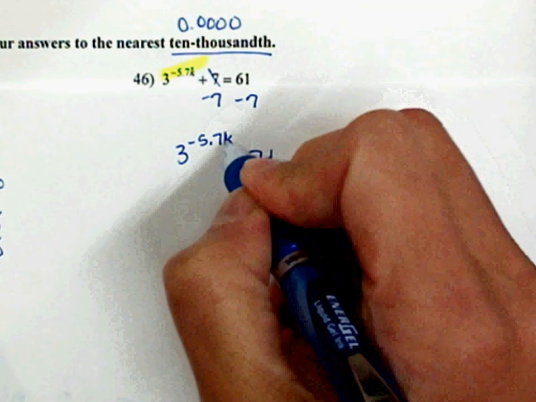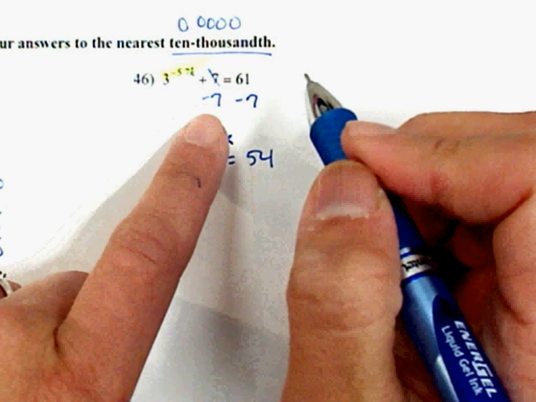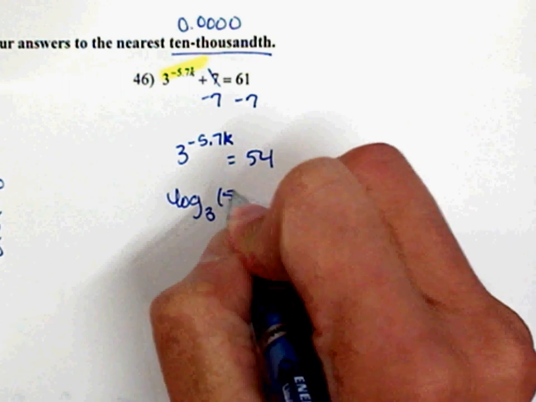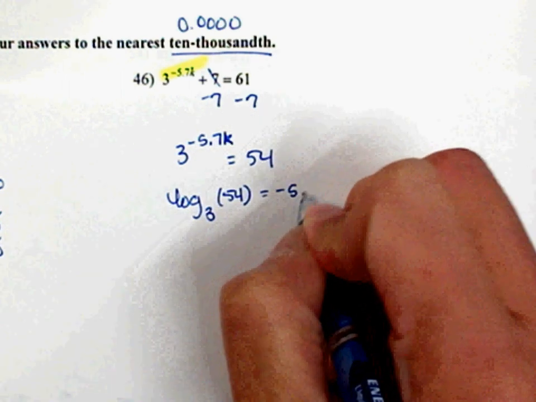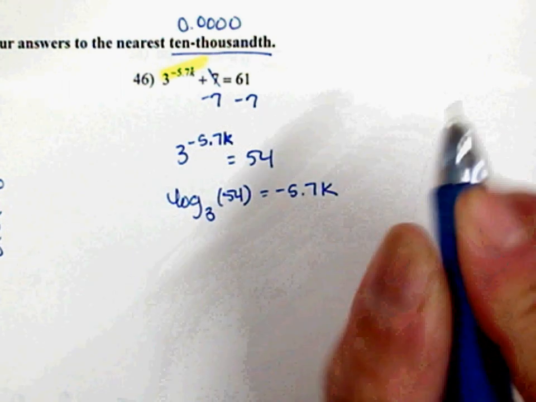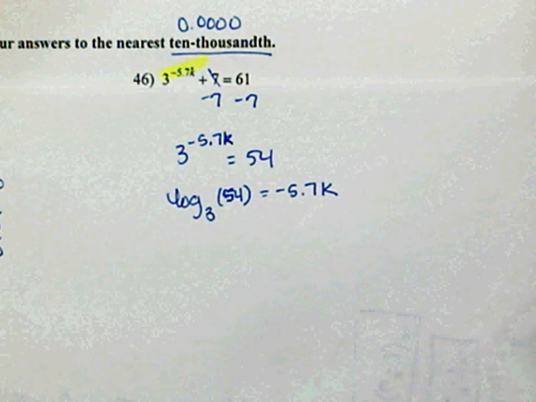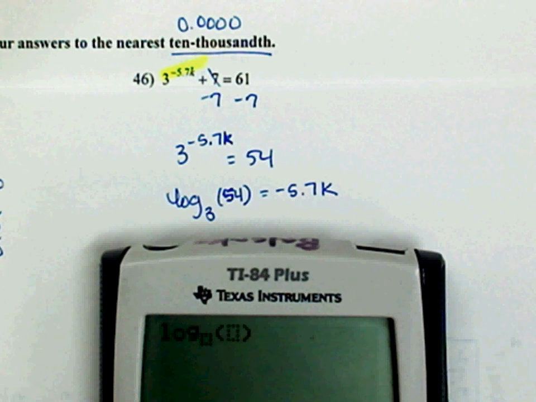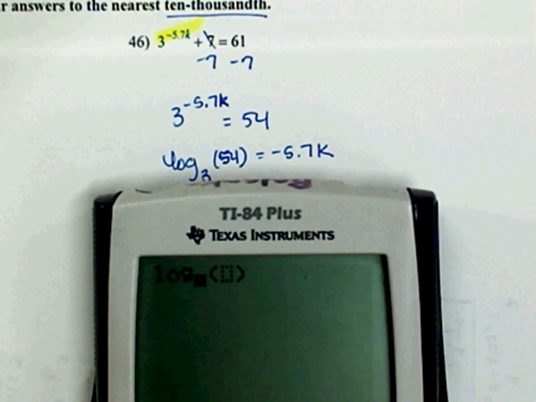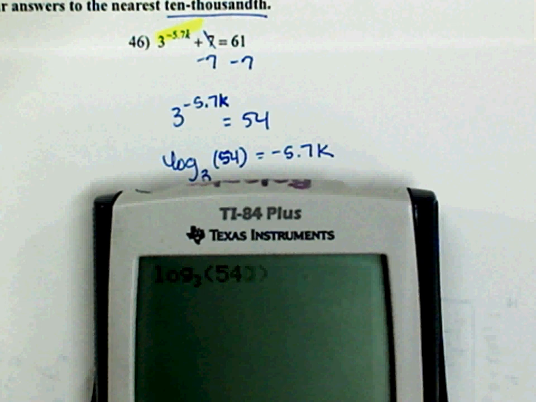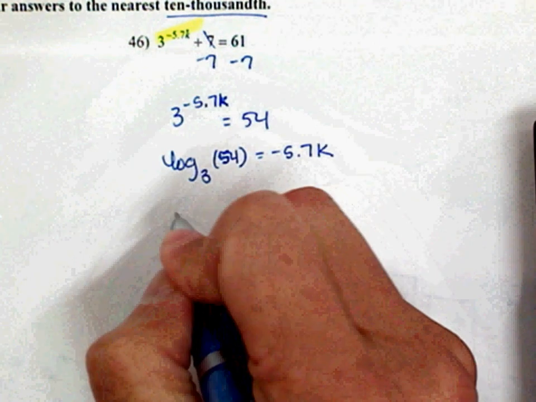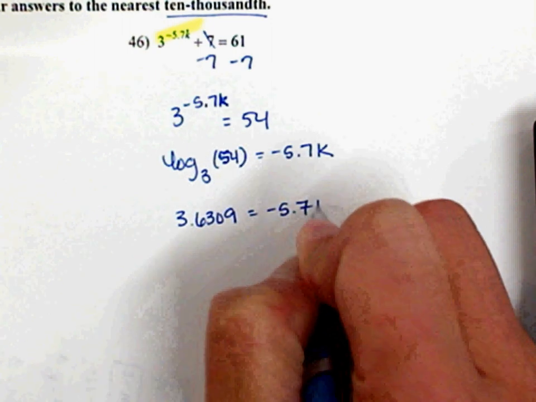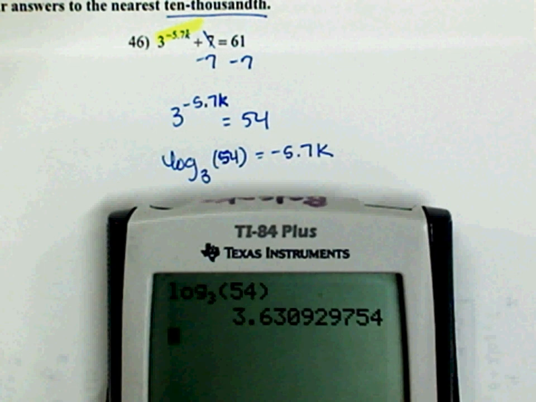Notice I'm solving for k. I have a base to the exponent equals that. So I'm going to use the inverse, which is log base 3 of 54 equals -5.7k. Type that into your calculator to simplify. So alpha window number 5. Okay. And you have base 3 of 54, which comes out to be 3.6309 equals -5.7k. See that right there?